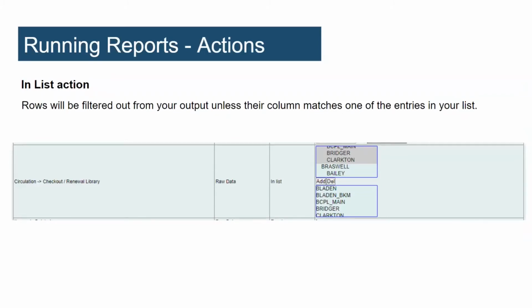With this action, a row will be filtered out unless it exactly matches one of the entries in your list. This action appears in almost every report as a way to filter which library branches show up. Select the items from the select box and hit Add to make them entries in your list. If you add one by mistake, select it from the bottom box and hit Del to remove it.